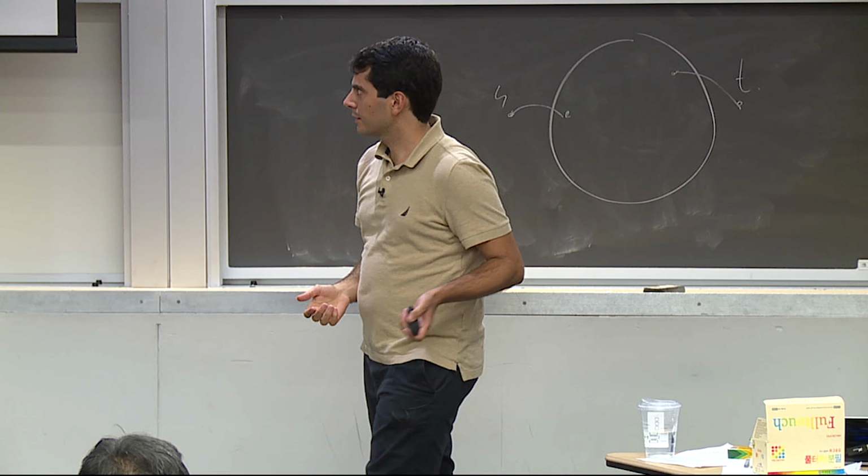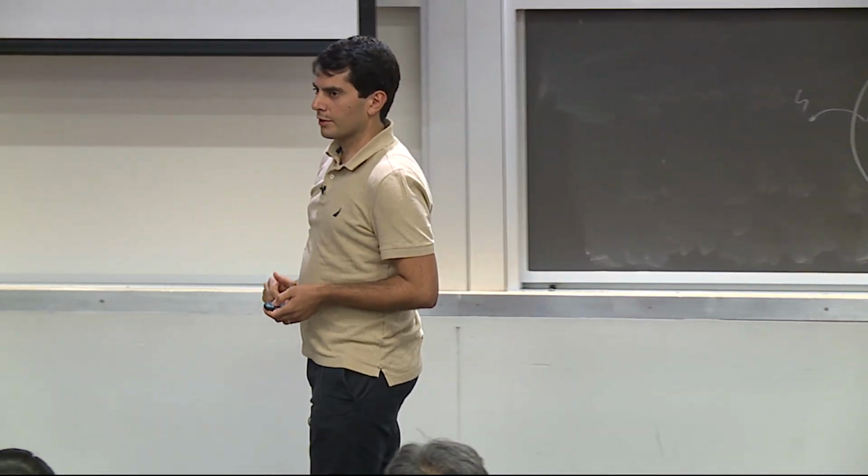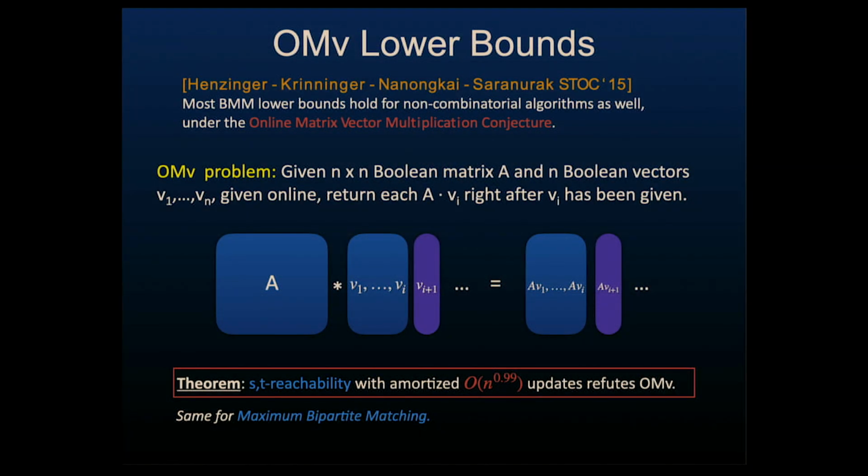The reason is that there's this paper that put forward the online matrix vector conjecture. And what it said is that when you do these reductions from what I had in the previous slide, you go to these dynamic problems.